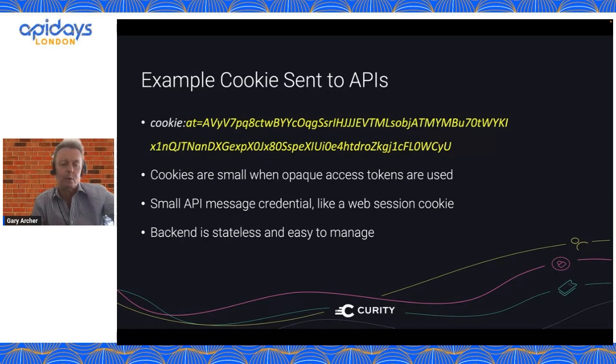So when using the token handler pattern, the typical size of a cookie will look similar to this if you're using opaque access tokens. Essentially the cookie sent to APIs is similar to a web session cookie in older standalone website architectures. It's small and easy to manage. Another thing worth mentioning is that because the cookie is self-contained, you don't need to build any session stores or token stores or anything in the backend. The backend is just stateless and easy to manage. All you do is deploy the OAuth agent and the OAuth proxy.